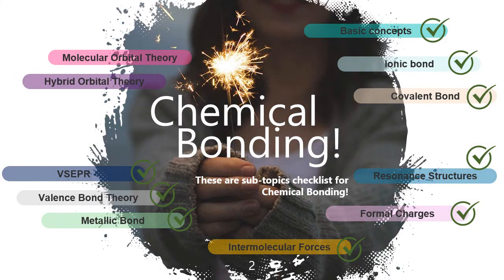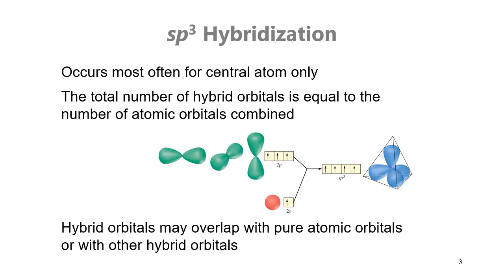In the previous video, we were introduced to hybrid orbital theory part 1. Now we are going to learn more about hybrid orbital theory part 2. Let's continue with sp3 hybridization, which occurs most often for the central atom only.